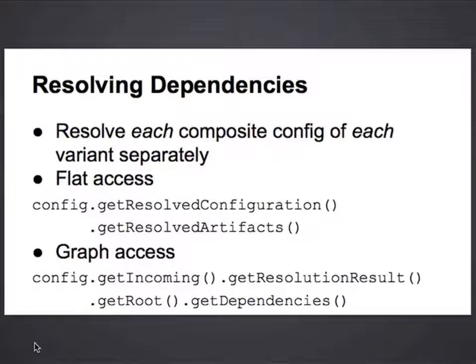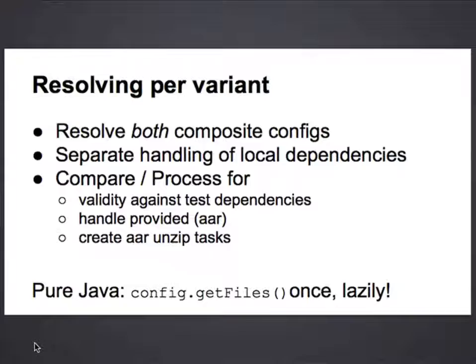But here, all we get is the identifier. So we have to then link it back to the flat version that we got to figure out what the artifact is. We do have to do it for both configs, so I said that already. The local dependencies are handled completely differently, so it's another third API.